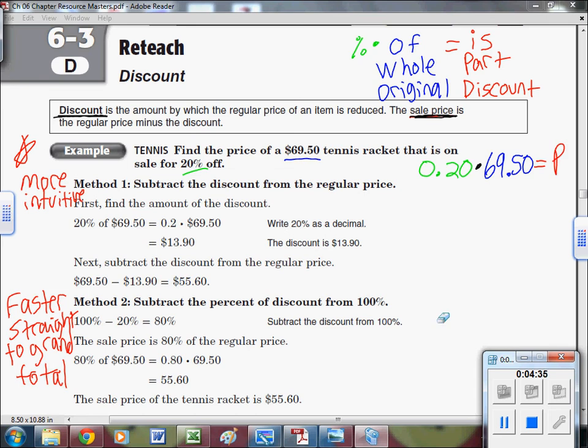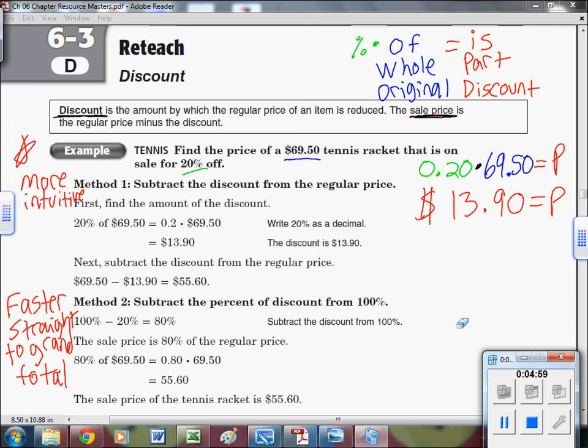Anyways, so go ahead and get out your calculator and multiply these together. And if you do that, you'll get $13.90. So that tells you 13.9, but that's known as 13.90, which means we're talking money, so $13.90. That's your discount amount, meaning that's how much they're going to take off the total. So this is method number one, by the way. So this is how much they're taking off the total.